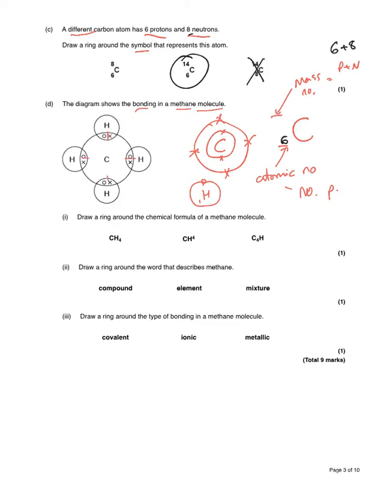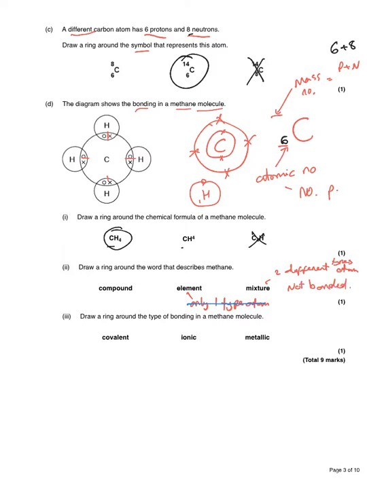To draw a ring around the formula of methane, well, I've only got 1 carbon, so that can't be right. And I've got 4 hydrogens, so this is your answer. Draw a ring around the word that describes methane. Well, an element is only one type of atom. That's not correct because I've got carbon and hydrogen. A mixture is 2 different types of atom, two different types which are not bonded?